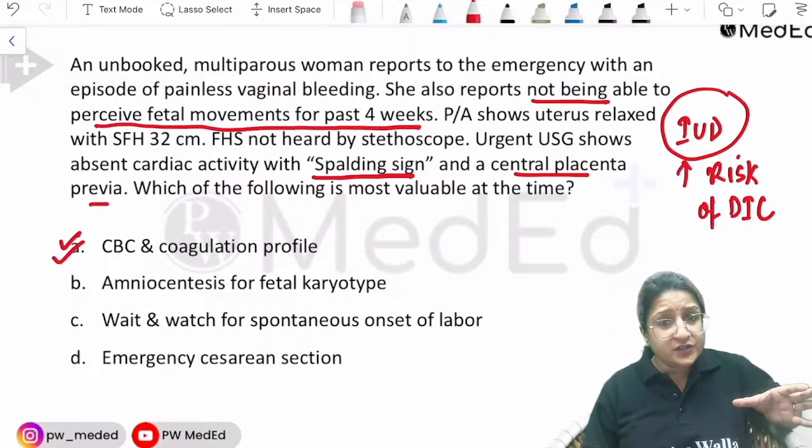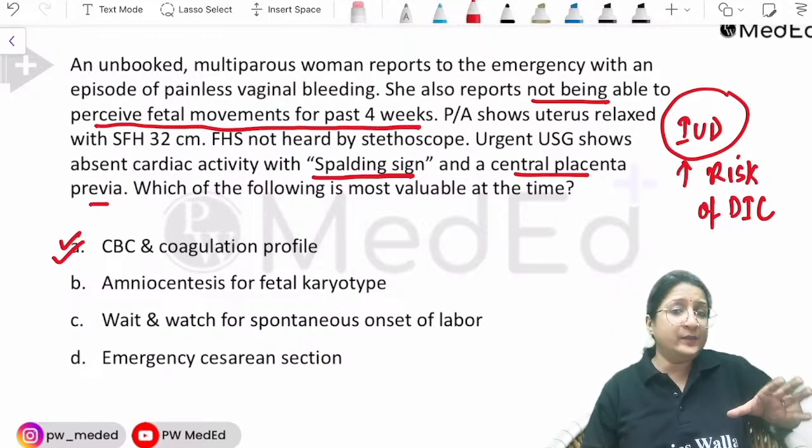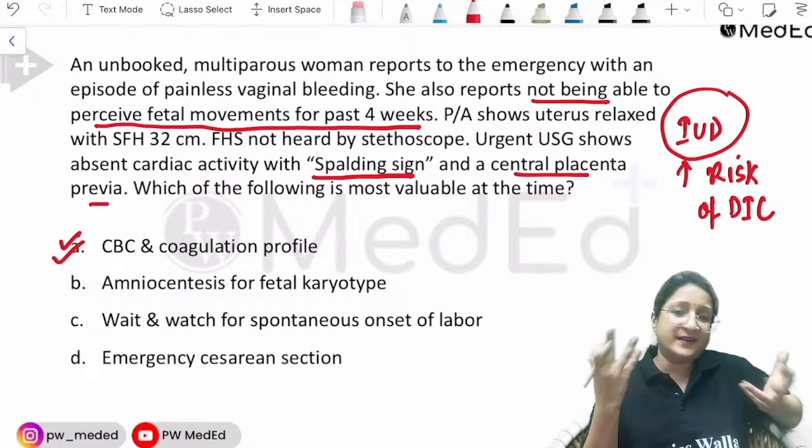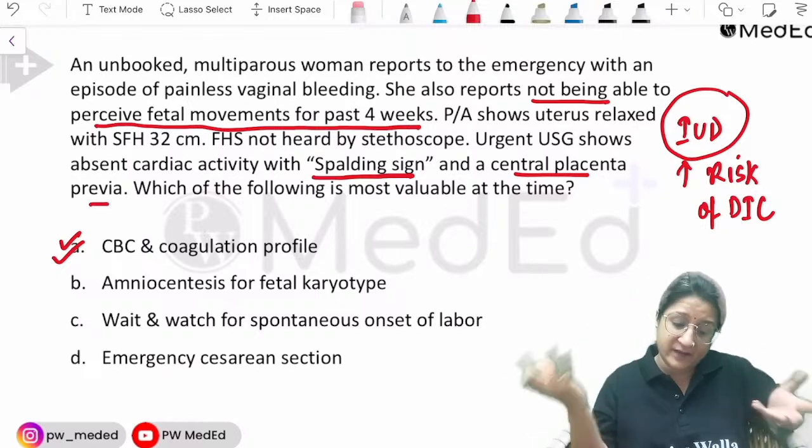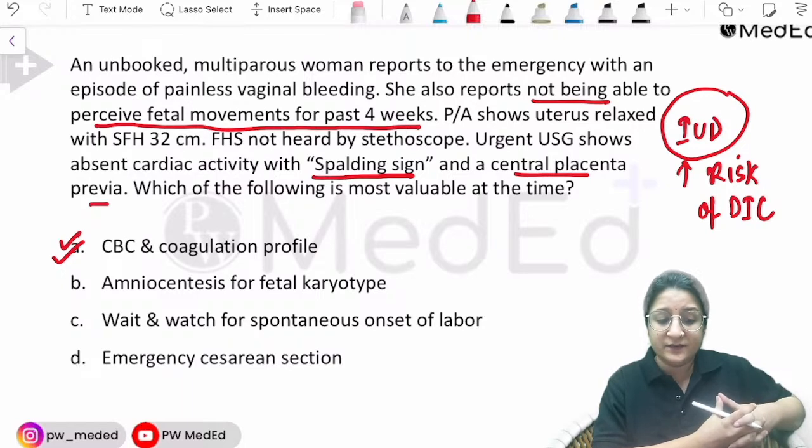There's no waiting and watching for spontaneous onset of labor in this situation. Central placenta previa is anyways a contraindication for vaginal delivery. Keep that in mind also. That's an important pointer. Okay.